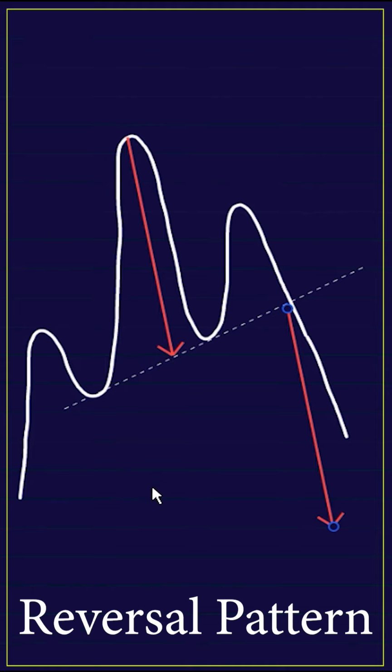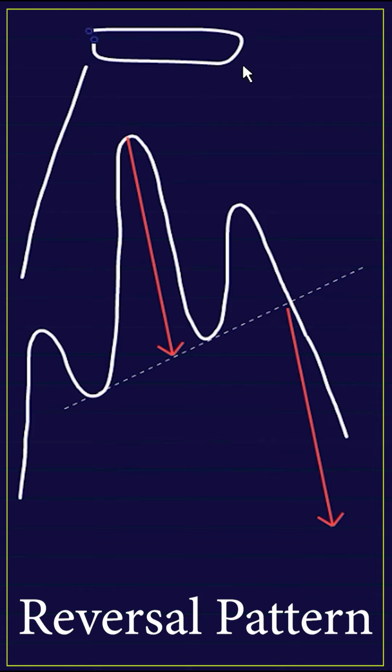This is a reversal pattern. What this means is when the bulls are in control and this head and shoulder happens right here at the end, then the market will reverse. So it's a reversal pattern. It happens at the top. This simply is head and shoulder.